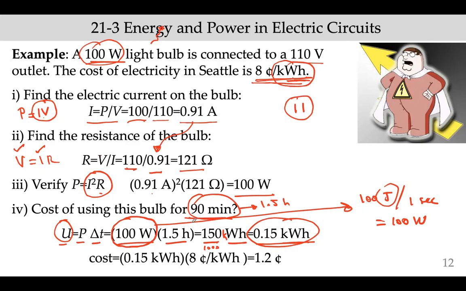Now, if you want to calculate the cost, then multiply this energy by the price of the electricity per kilowatt hour. These two units will cancel each other, and if you do the multiplication, it turns out for 90 minutes using this light bulb, it will cost you 1.2 cents.